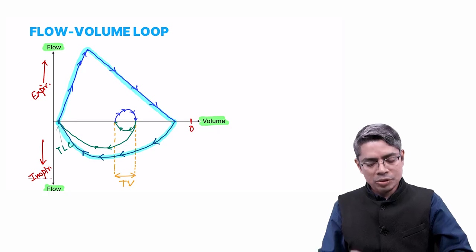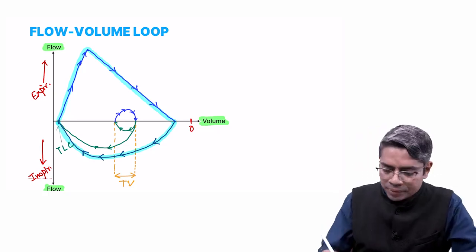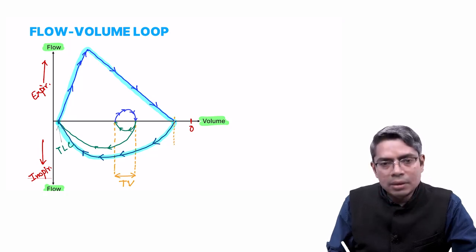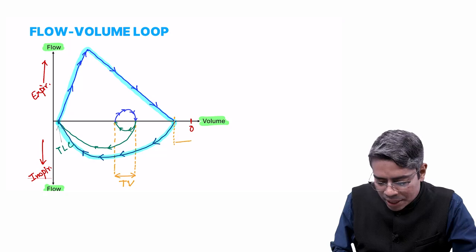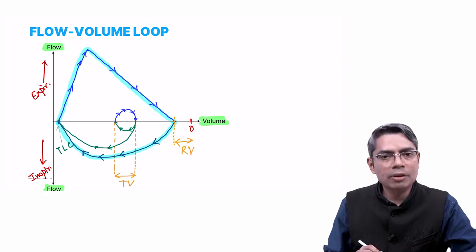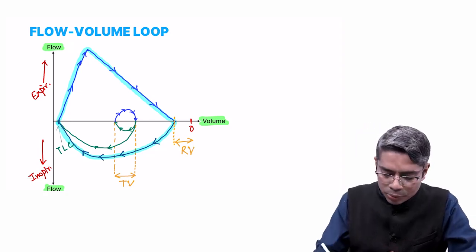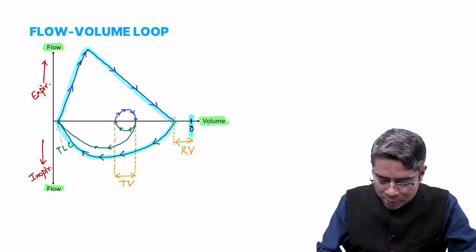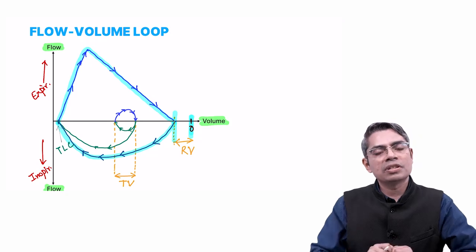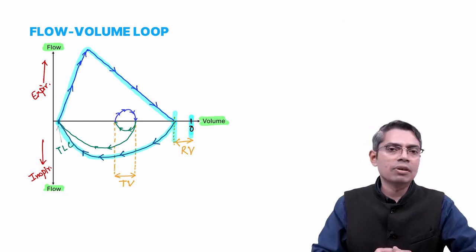Okay. So, now if I ask you that even after the end of forceful expiration, the volume which is still remaining inside the lung, what is the name of this volume? This is nothing but your residual volume. So, from this 0 point, if you measure the volume even after the end of forceful expiration, the volume which is still remaining inside the lung is residual volume.